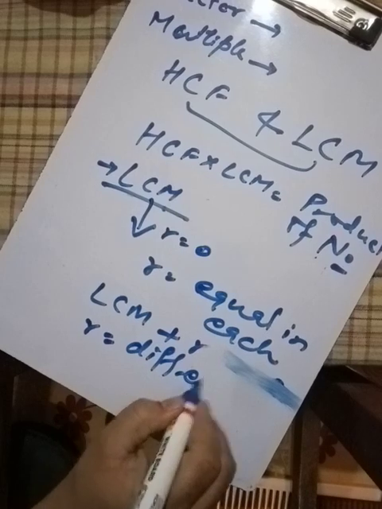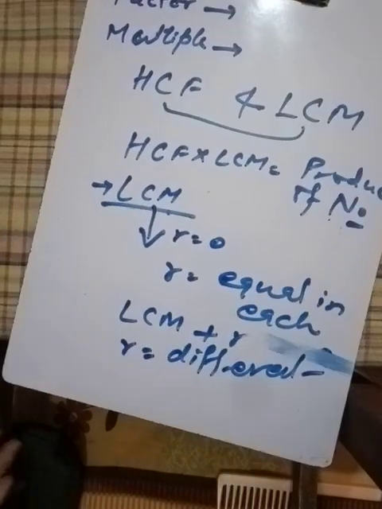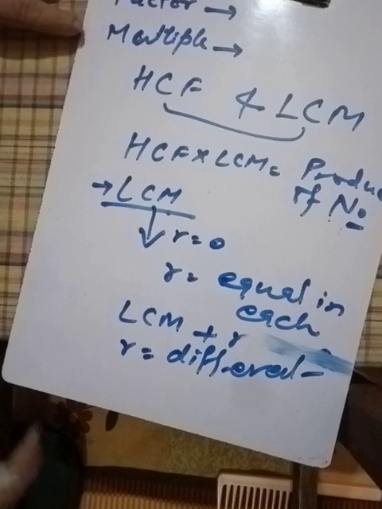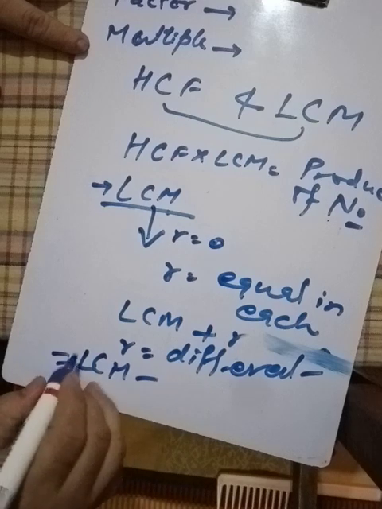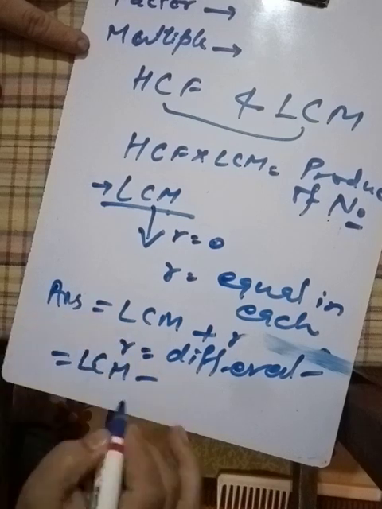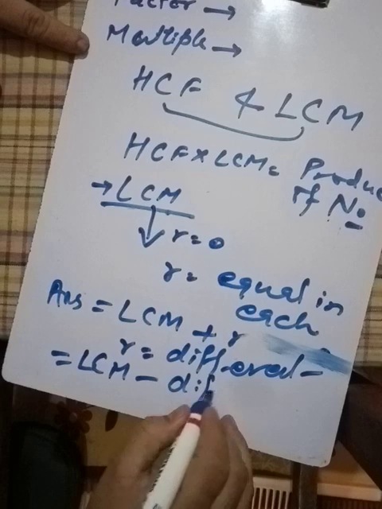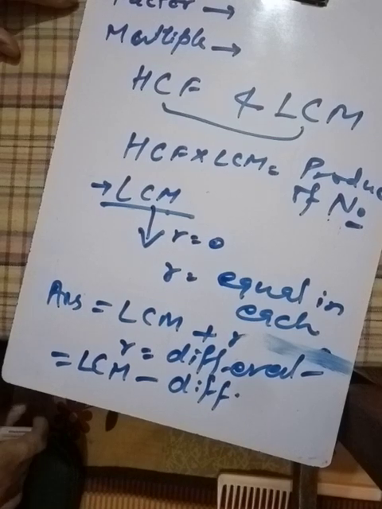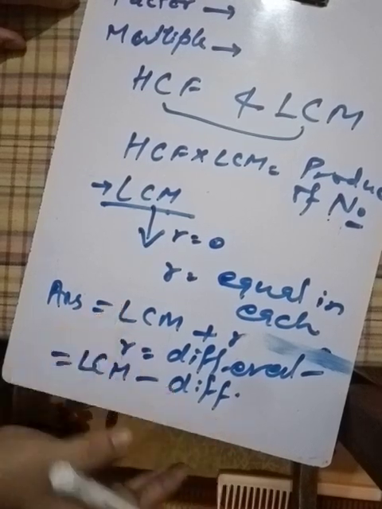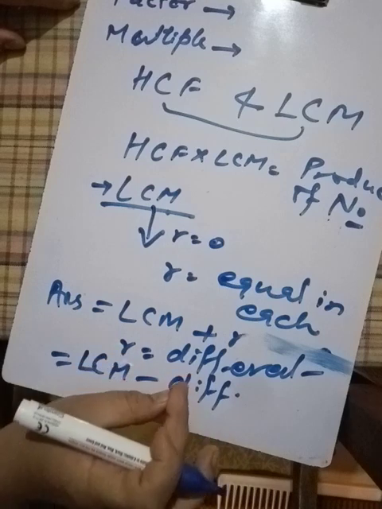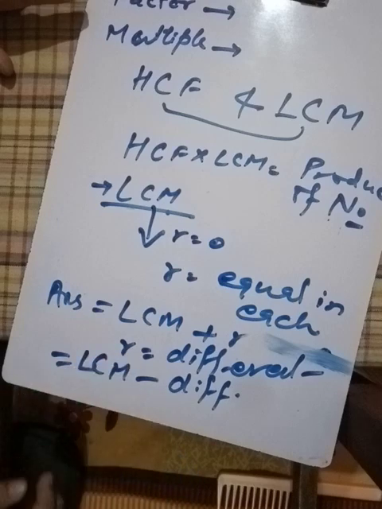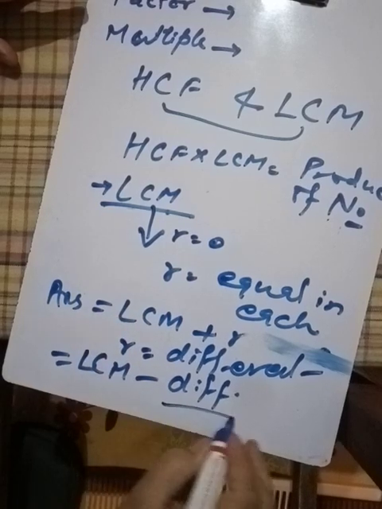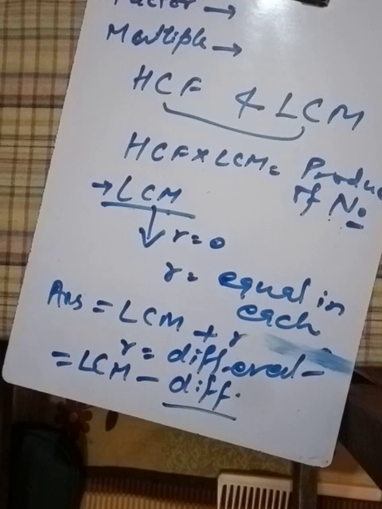If the third case is there, where remainder is different, then it is necessary that the difference of divisor number and remainder is equal. In that situation, what we do, we subtract from LCM. Answer will be LCM minus the difference of the given number and remainder. So this will be my answer. These 3 types of question we have read in LCM.